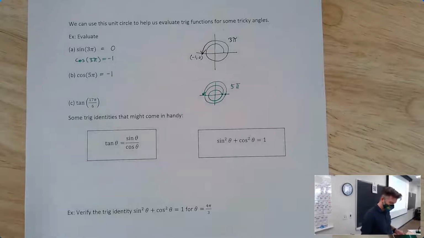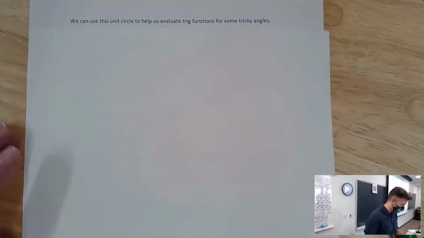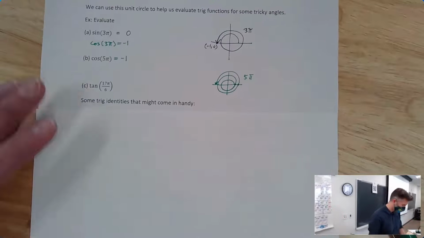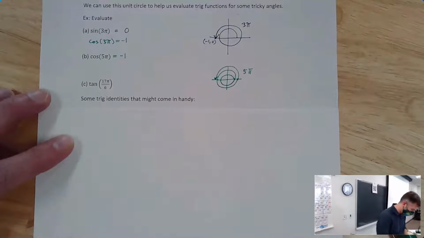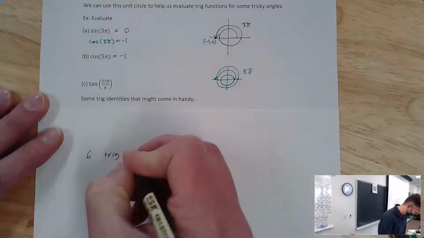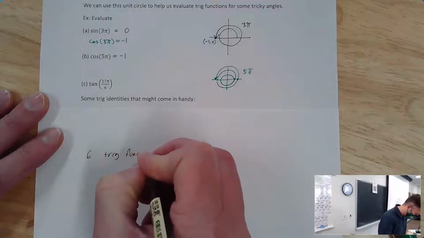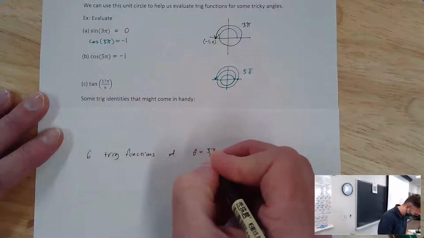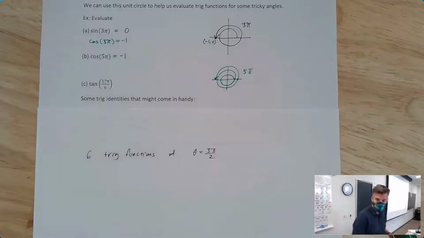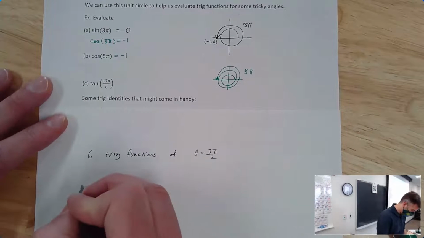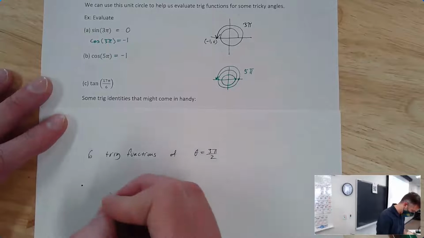So I would say let's go back and look at a couple more examples because I feel like those are not sufficient. So this is where that blank page is, and you should definitely use the blank pages in there. So what if I wanted to find, say, the 6 trig functions of 3 pi over 2? Well, I'm going to find where that is on the unit circle.